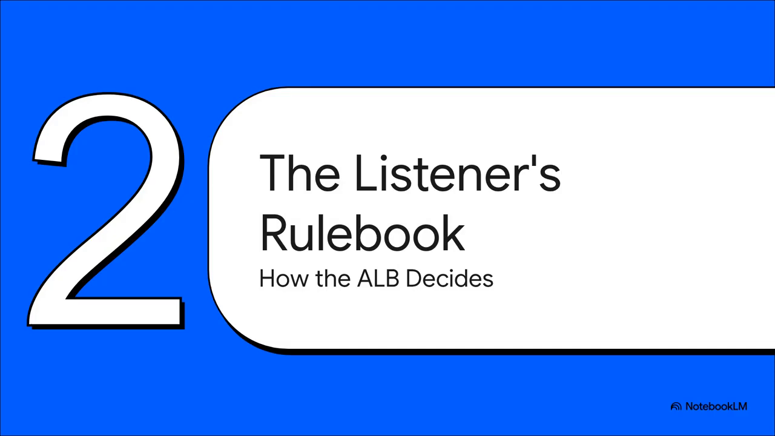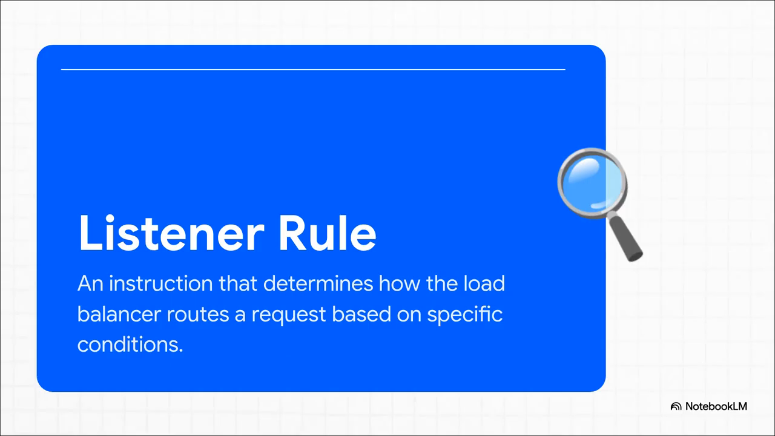All right, so let's get into the mechanics. How does this smart receptionist actually make all these decisions? It all comes down to what we call the listener's rulebook. You see, every listener on your ALB, and a listener is just the process that's checking for traffic on a port, like port 443 for all your secure HTTPS traffic, has this list of rules. And each rule is just a very simple, very clear instruction that tells the load balancer what to do if a request matches certain criteria.